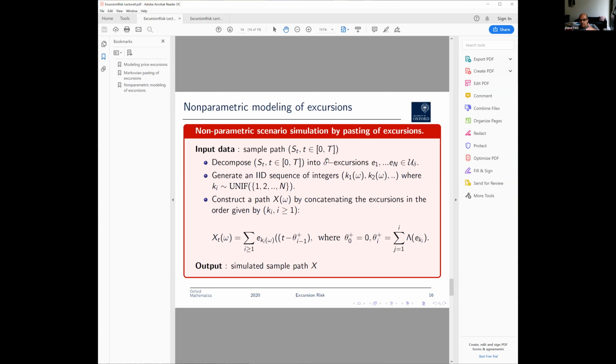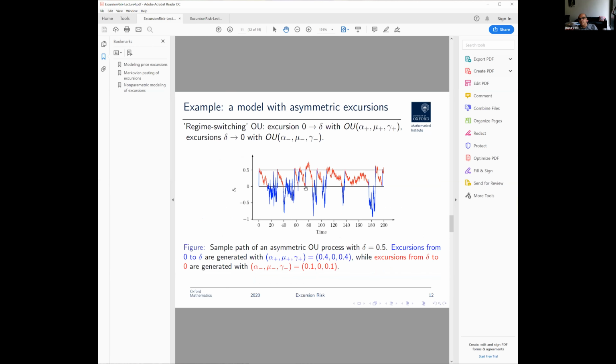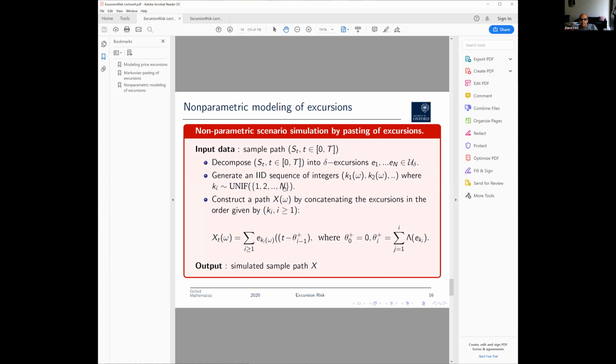You define these hitting times, 0 and delta. Every time you hit delta then 0, you slice it. This is E1, then E2, and so on. So it's just slicing the path, like slicing this path into the red and blue pieces. Okay, so I take my sample path, I slice it into red and blue, and now I take these pieces, these are the pieces of my decomposition. Okay, so this is the data.